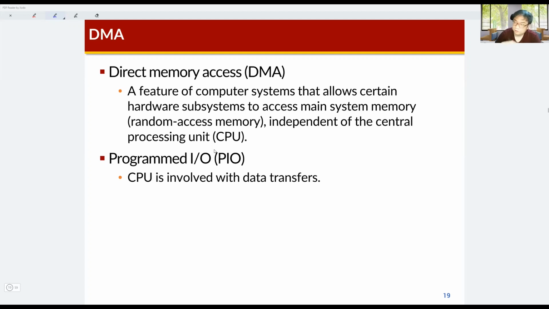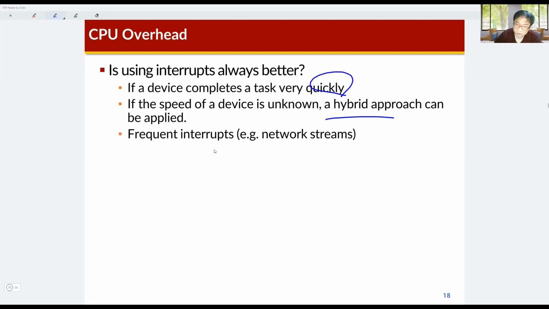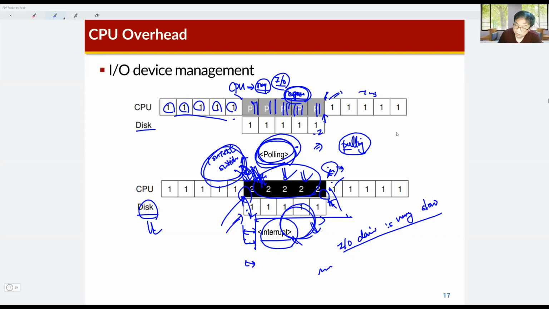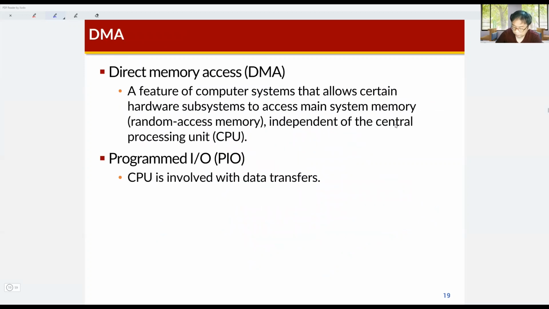Then we can use another technique, because if the data transfers are directly controlled by the CPU, that means the CPU's resources are also used for these data transfers. But data transfer is a very simple job, so actually the data transfers can be done by its own dedicated hardware. This process is called direct memory access, or DMA.